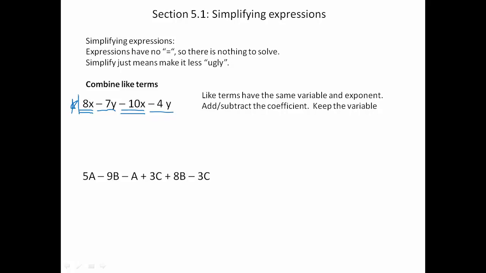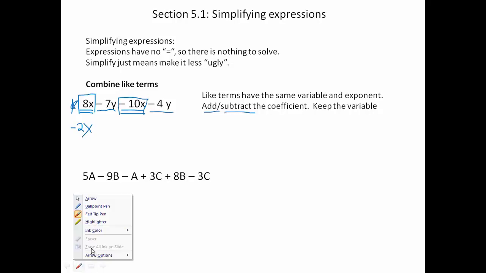So I can take these two like terms, the 8x and the negative 10x, and I can combine them by adding or subtracting. Well, I want to be careful here and pay attention to the signs. 8 minus 10 will give me a negative 2. If you need a bit of help with remembering how to deal with signs when adding or subtracting, go back and revisit section 1.9. So 8 minus 10 is negative 2, and that's going to give me a negative 2x. I keep the same variable, and that's super important.